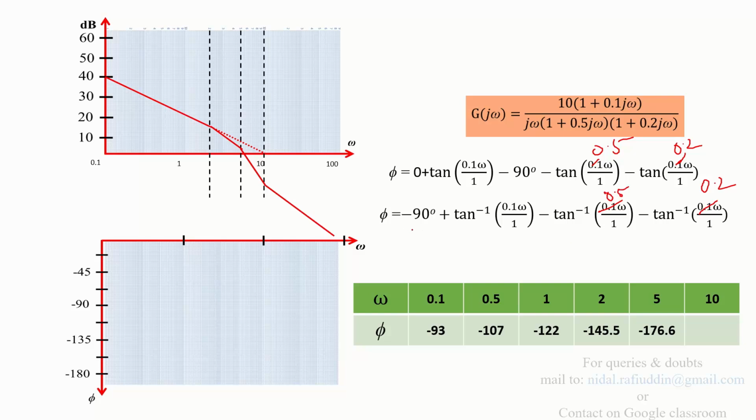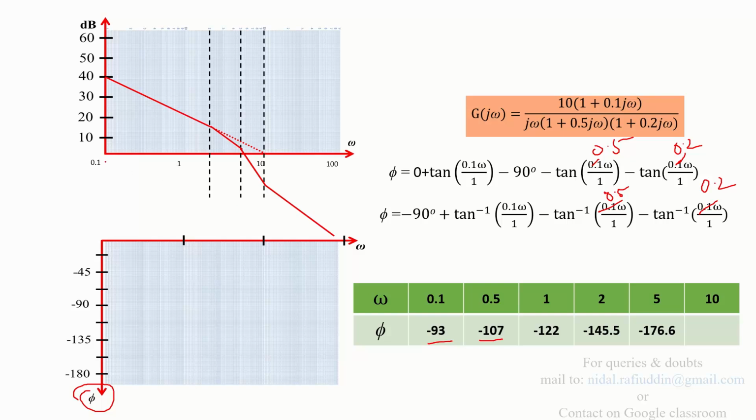So if I substitute different values of omega in obtaining phi, for example, if I substitute omega as 0.1, what we get is phi as minus 93. If I substitute omega as 0.5, this can be easily done by using your scientific calculators. You get the angles, and I can easily mark these on. And remember that in case of the phase plot, you are going to take negative angles, and that is why they will be drawn below the x-axis.